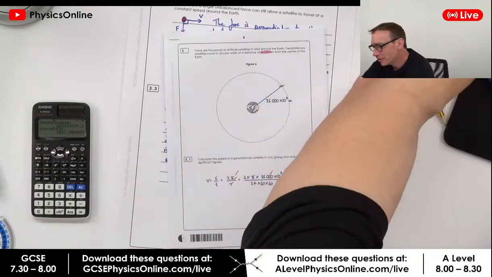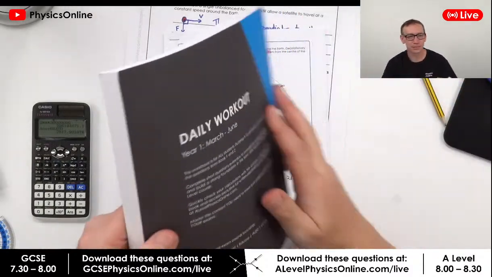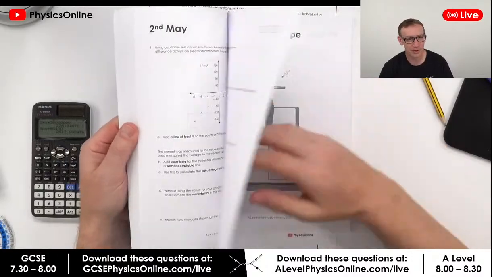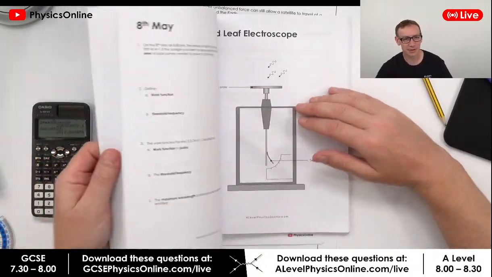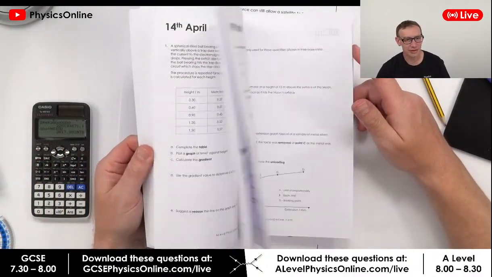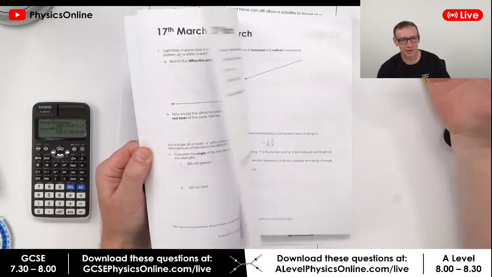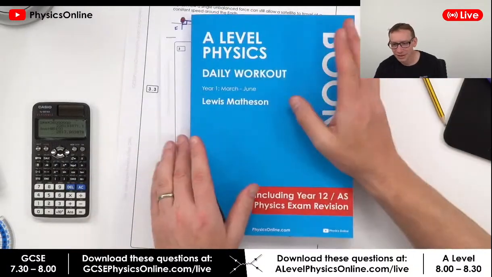And for those of you doing A-level, and you've seen this book here, everything here was drawn in PowerPoint as well. So things like this picture here for a gold leaf electroscope, it's just a really simple, easy way to have lots of control. And sometimes simple things are the best.